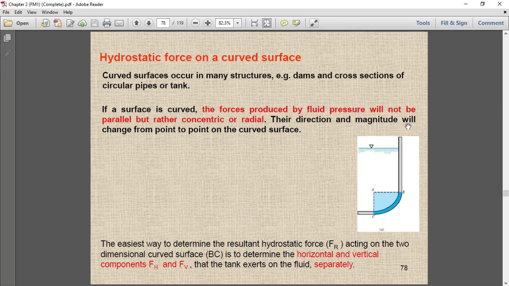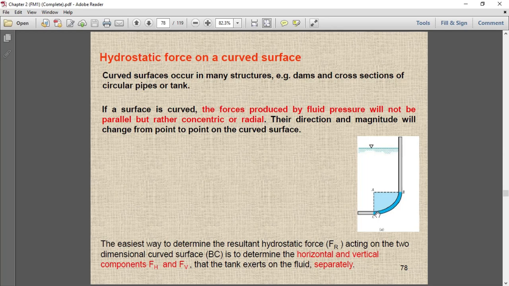Their direction and magnitude will change from point to point on the curved surface. So this is the difference. The easiest way to determine the resultant hydrostatic force Fr acting on the two-dimensional curved surface BC. So consider this is a BC curve.